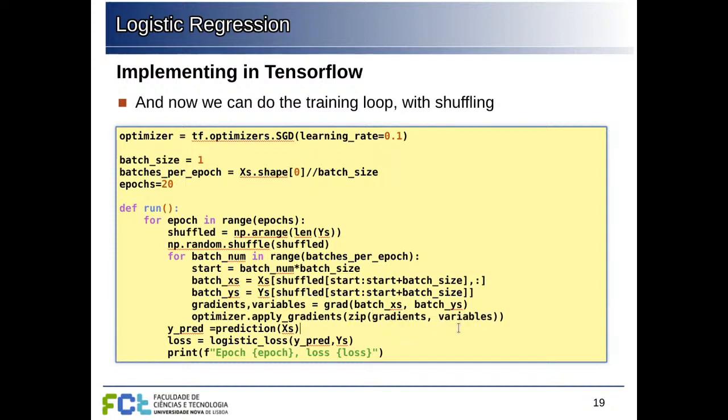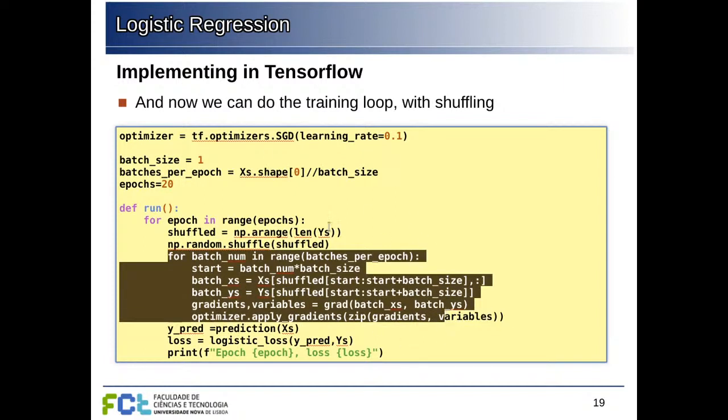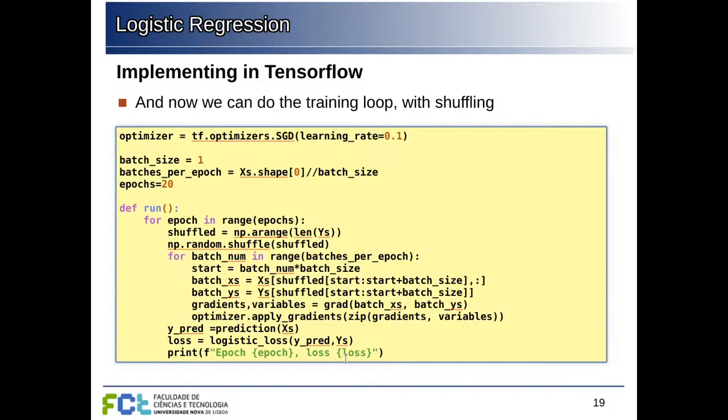So this will be the training loop. For each batch, we will apply the gradient. So we will pass these examples through the neuron, compute the loss, and then compute the derivatives with respect to all the different variables and apply the update to the variables.